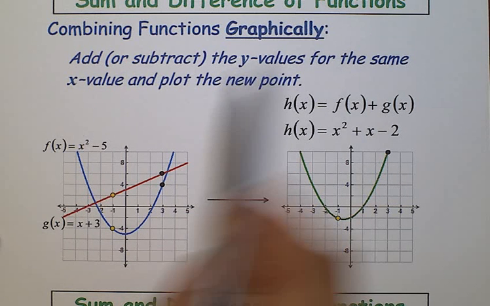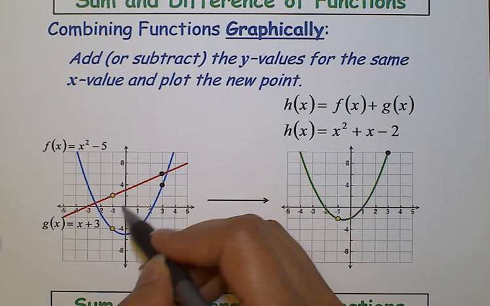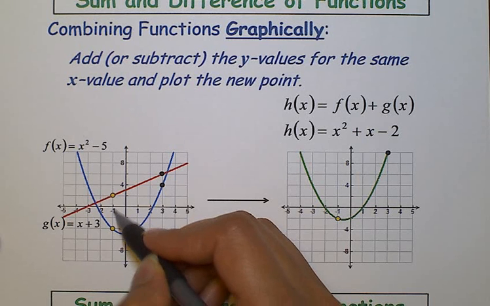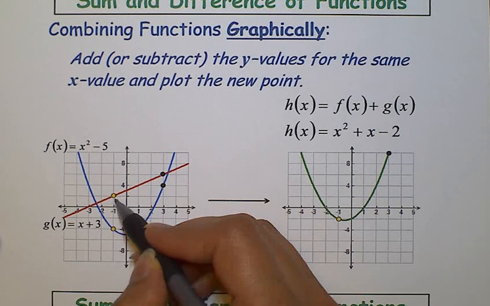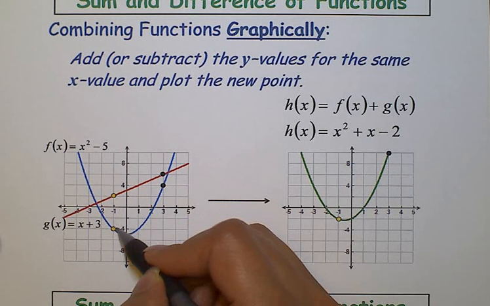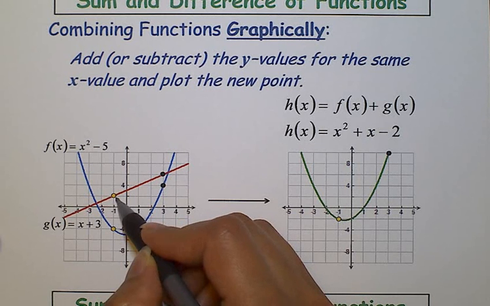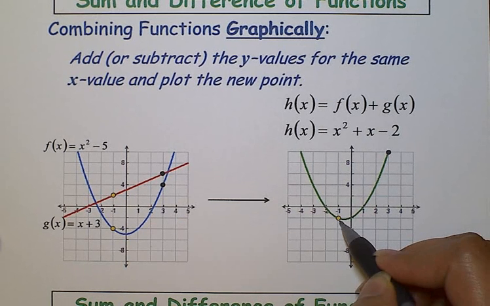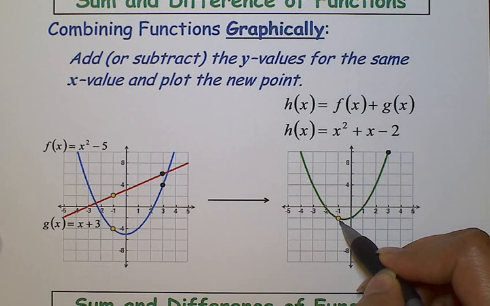So, for example, at x equal to negative 1, one of the functions has a value of negative 4, the other function has a value of 2. Now if I add negative 4 plus 2, what I get is negative 2. And if you look at the graph where it's the sum of the two functions, you'll notice that at x equal to negative 1, the y value is negative 2.